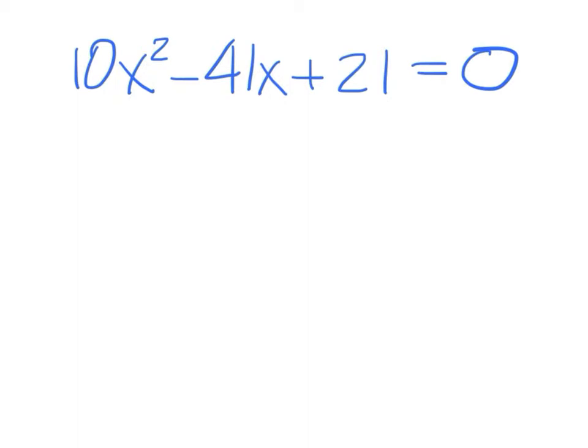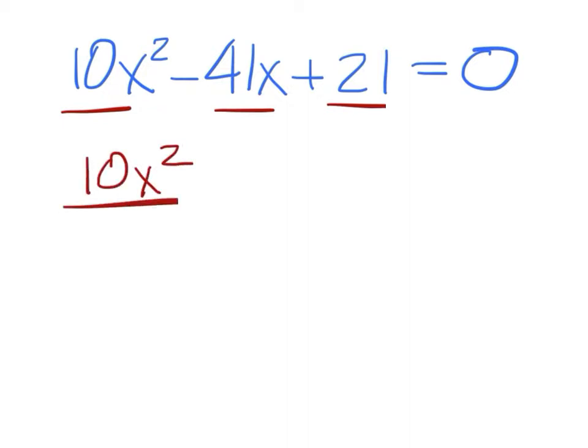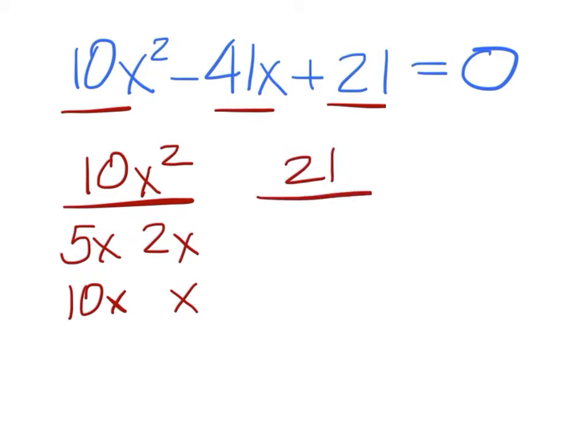This example works out a little more messy than the other one. 10x squared minus 41x plus 21 equals 0. Is there anything that comes out of these three numbers? No. So how can I break up 10x squared? 5 and 2, or 10 and 1. All right. And 21, how can I break that up? 7 and 3.